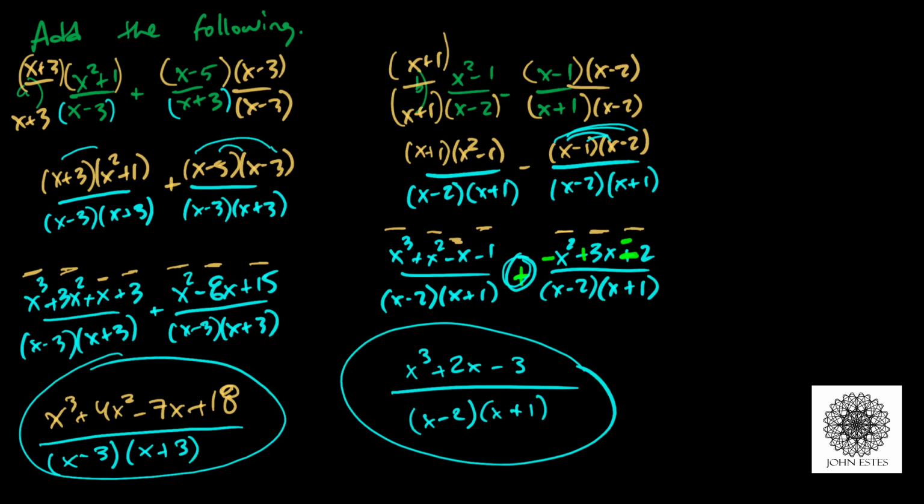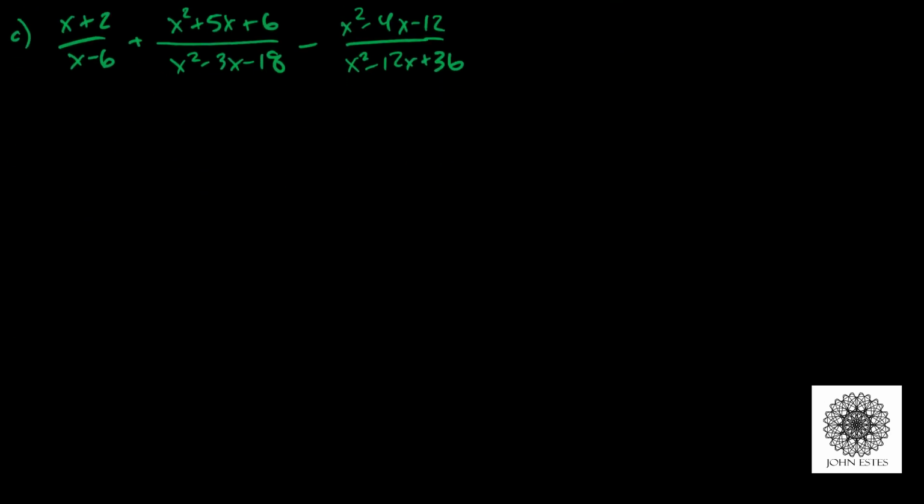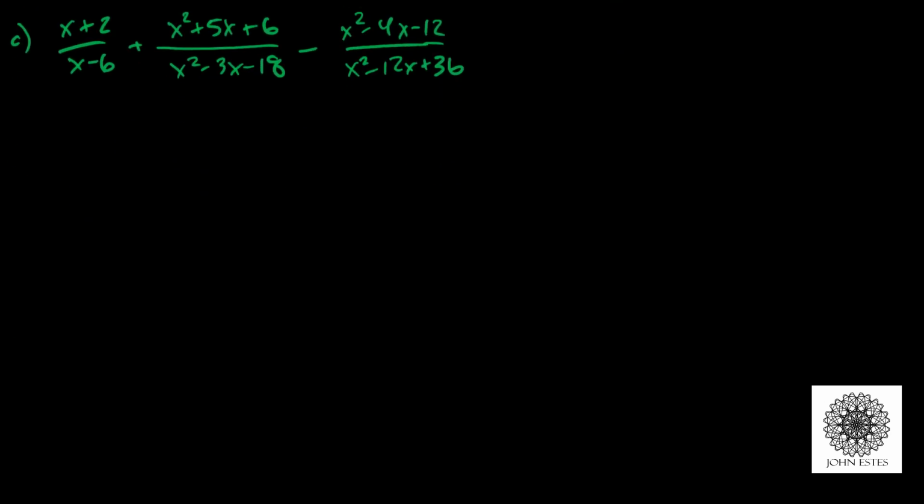Okay, I have one more example I want to look at. Let's look at part C here. And this one's a little uglier. We have three things. And the denominators are not factored. So before we can bring these together, I think we first need to try to factor the denominators and just see what we're working with. So I have x plus 2 over x minus 6. I can't factor x minus 6 any more than that.